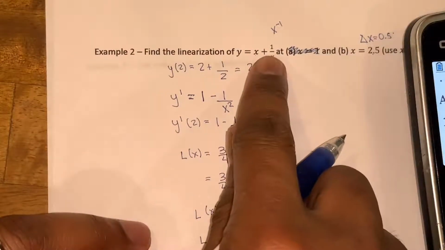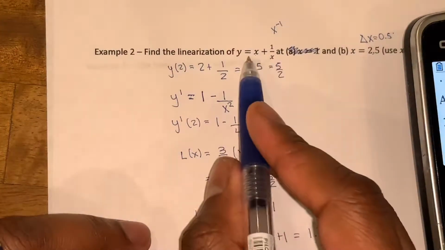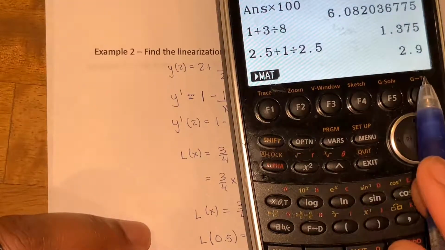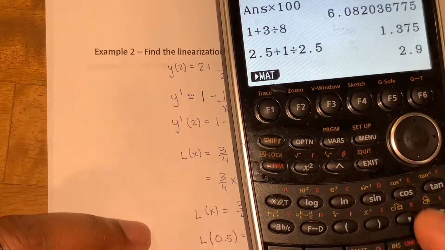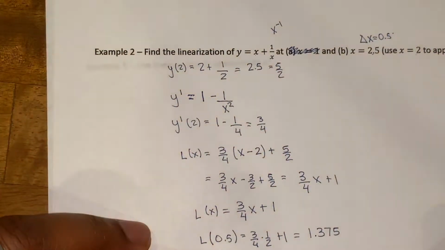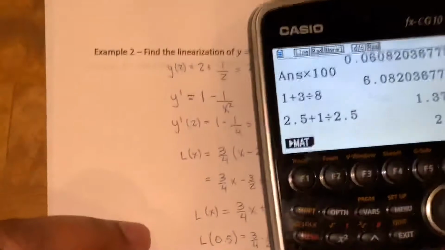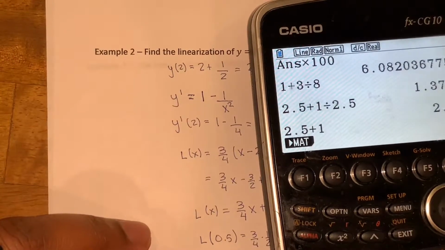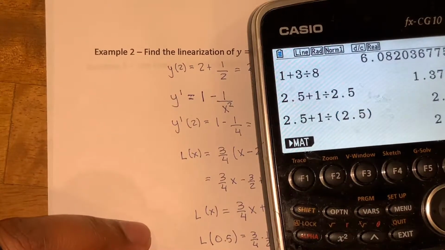We can go back and calculate the actual value by substituting 2.5 in for x. So 2.5 plus 1 divided by 2.5 is 2.9. That doesn't seem right. I must have made a mistake. 2.5 plus 1 divided by 2.5, 2.9.